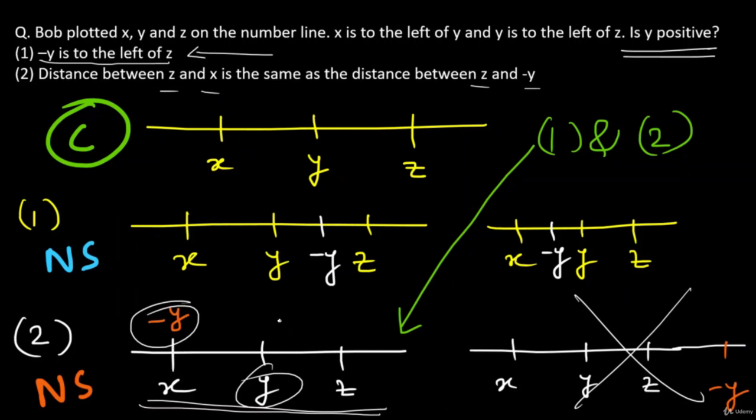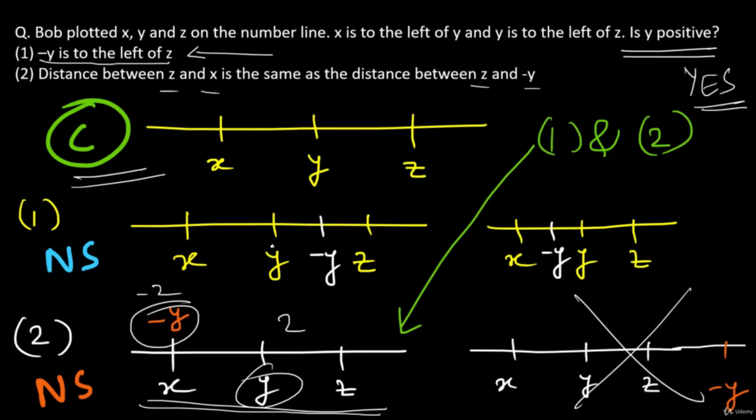If y is 2, you have 2 and minus 2 over here. If you have minus 2 over here, then this would not be true, right? So we are clearly able to identify that y is positive, and that is why the answer to this question is option C. Now, some of you might think of, what about y being equal to 0?